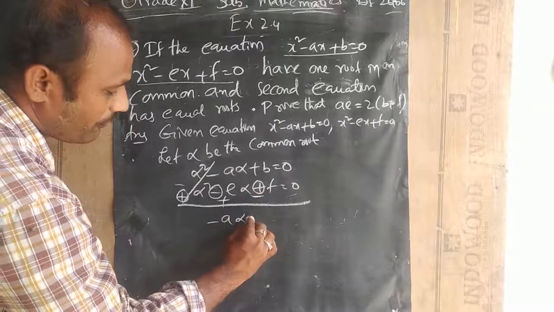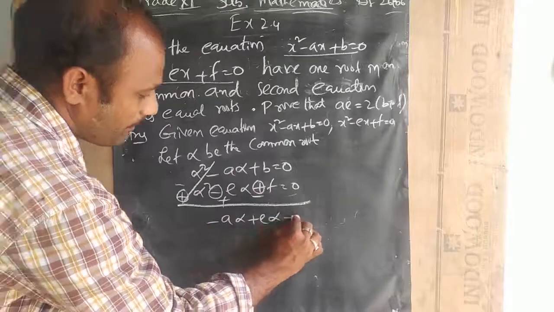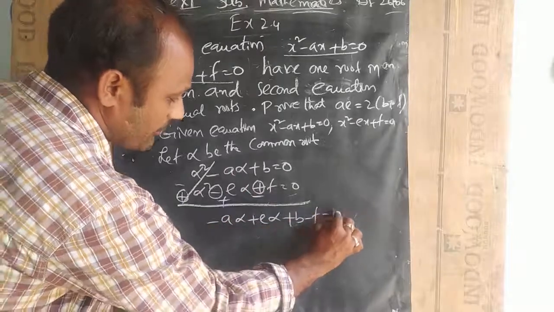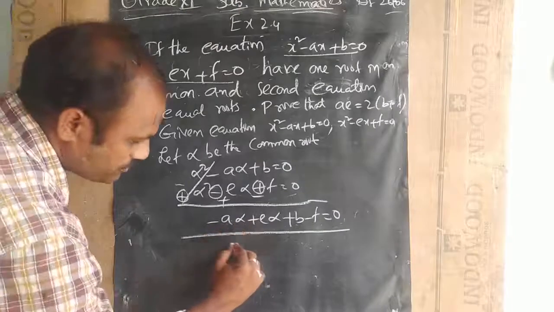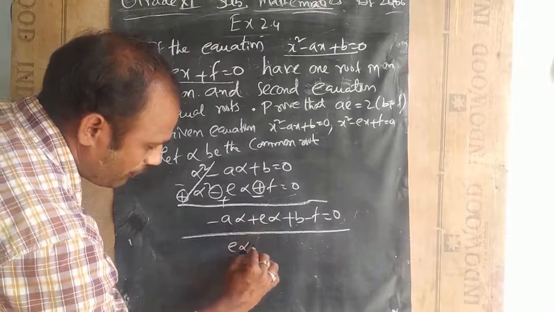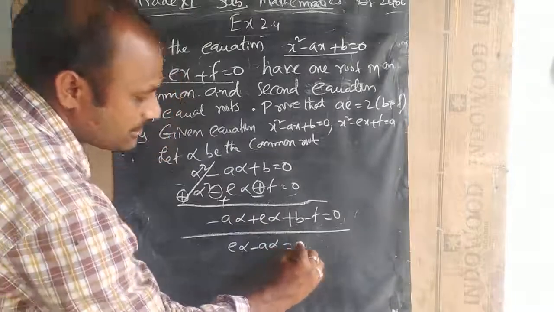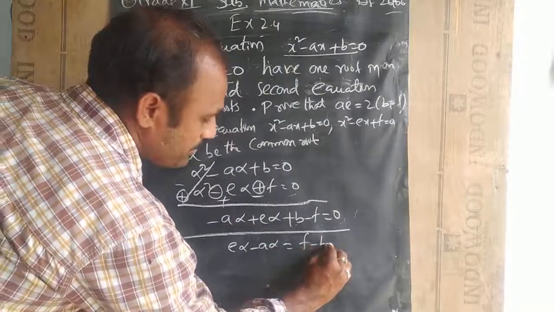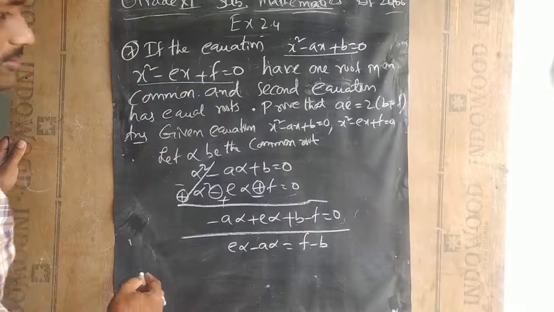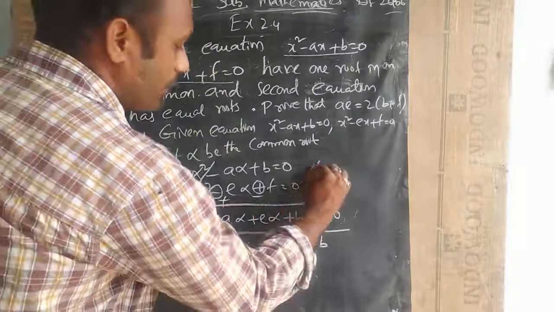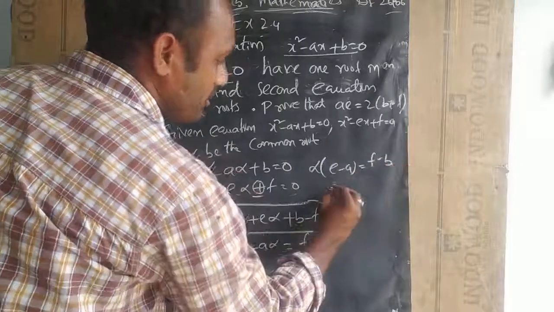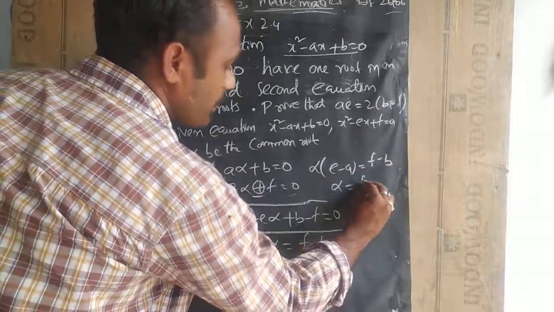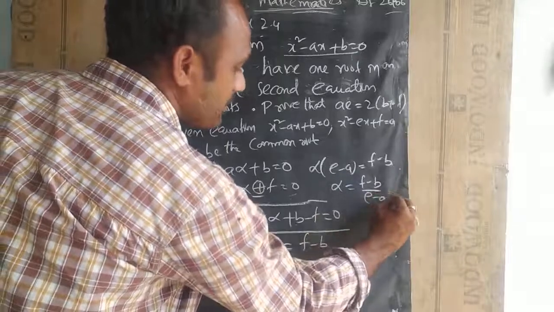Minus a alpha plus e alpha plus b minus f is equal to 0. So we can transpose to that side. What are we going to get? e alpha minus a alpha is equal to f minus b. If you take alpha common here, what we are going to get is (e minus a) alpha is equal to f minus b, so alpha is equal to (f minus b) by (e minus a). Mark this as first.